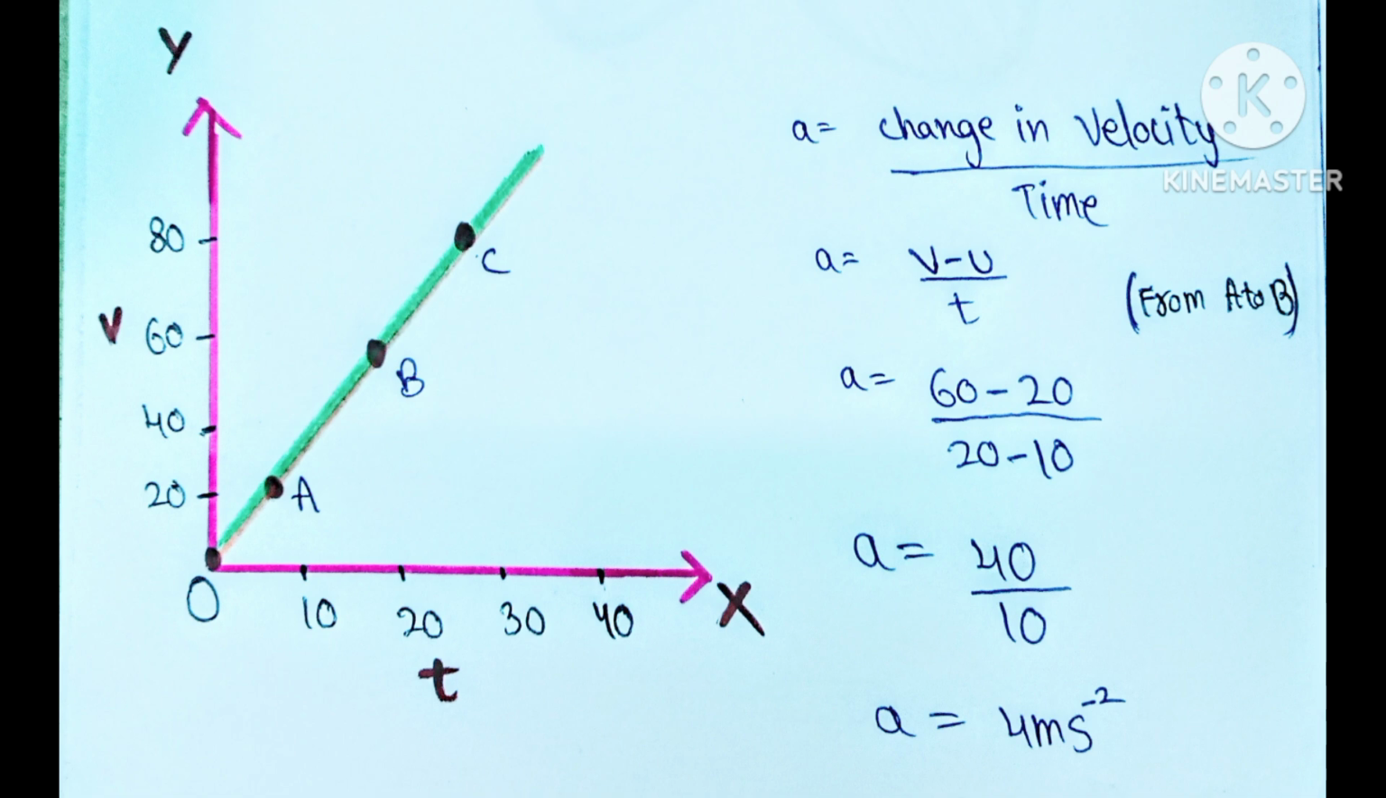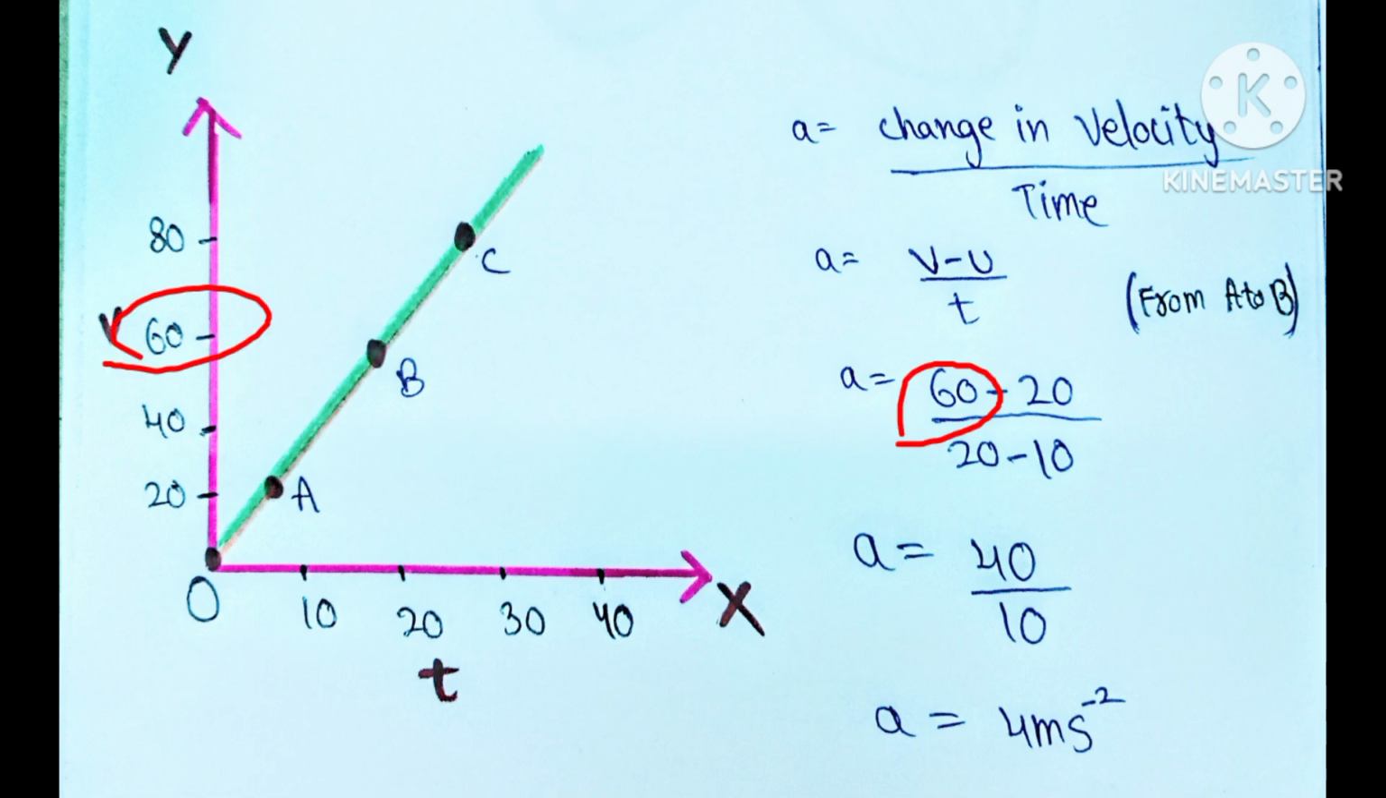If you want to know the acceleration from point A to B, take the formula. Acceleration is equal to change in velocity by time. A equals final velocity minus initial velocity by time. So we will be finding the acceleration from point A to B.